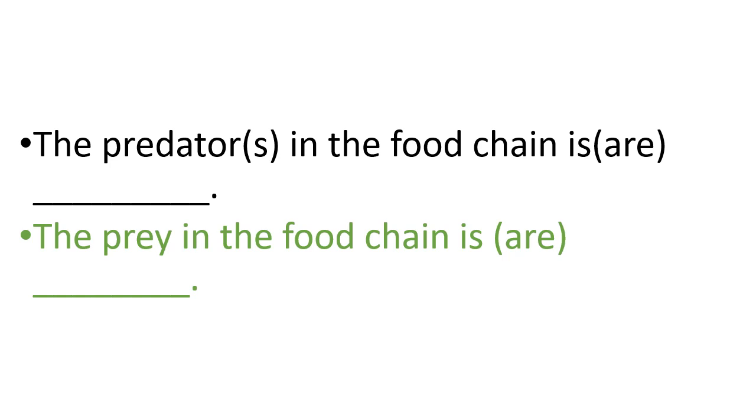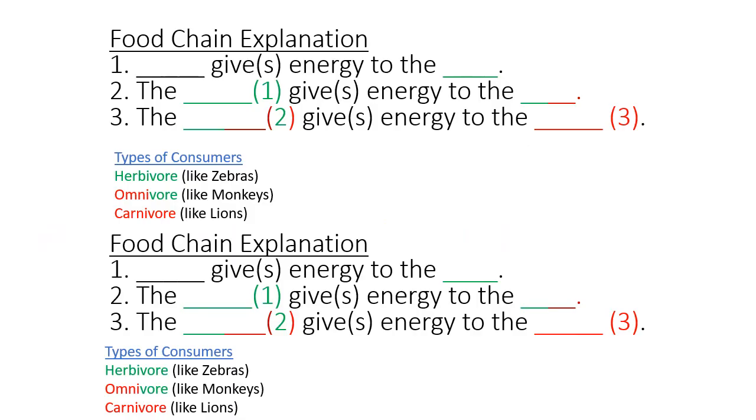So when you study, you can read these sentences. The predator in the food chain is or are, if there's more than one. The prey in the food chain is or are, if there's more than one. And you can use these food chain explanations to explain the following food chains. This is also in your notebook.